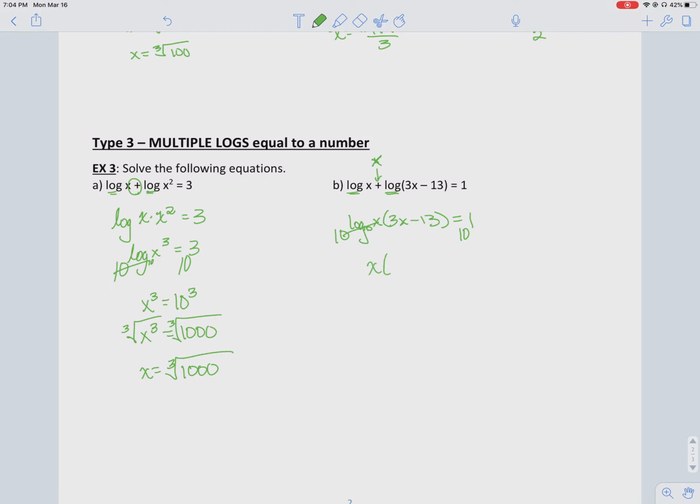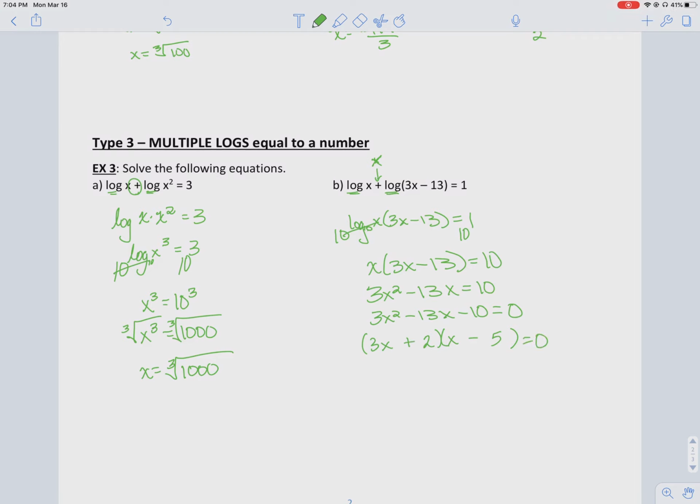So I'm going to get x times 3x minus 13 equals 10 to the first, which is just 10. Then I will distribute, and notice I now have a quadratic. It's a squared. So I could move that 10 to the other side, and now I can use the quadratic formula. I could factor it. I'm just going to factor it since it's easily factored. So I have 3x and x, and then I'll have my 2 and my 5. And that gives me minus 15 plus 2 will give me minus 13 in the middle.